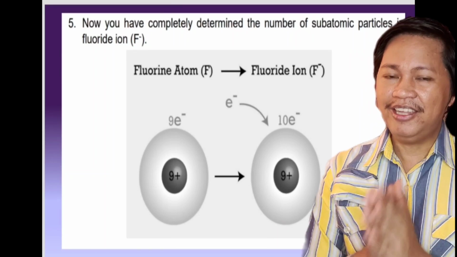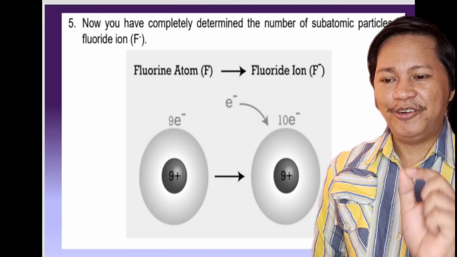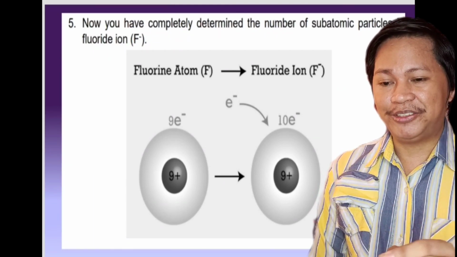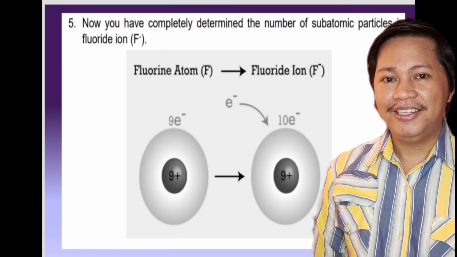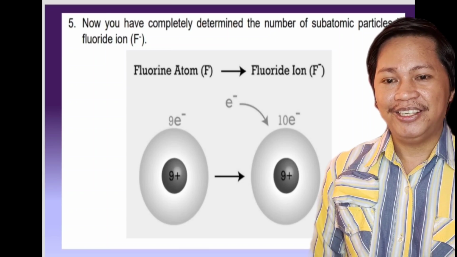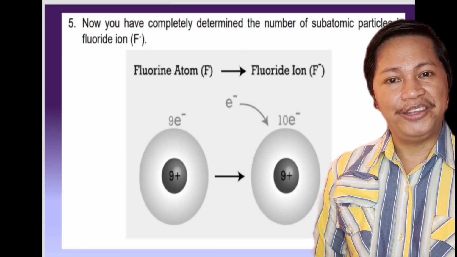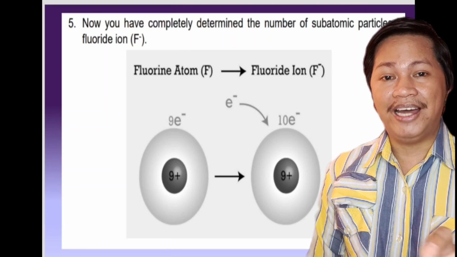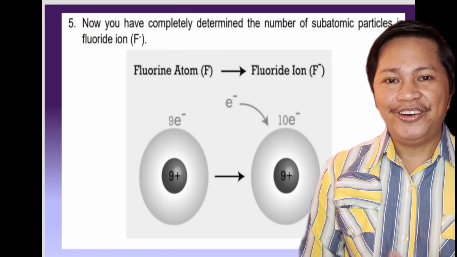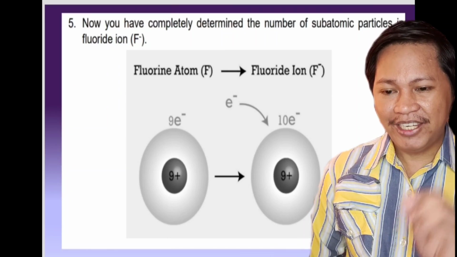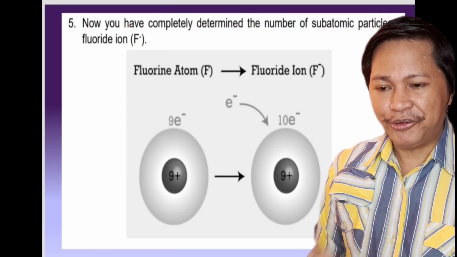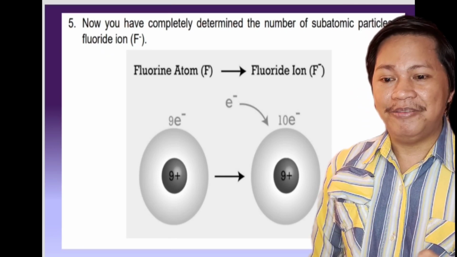So here in the original atom class, fluorine has 9 protons and 9 electrons. But the moment na nag-gain siya ng isang electron, naging ion siya. From fluorine atom, it will turn into fluoride ion. So nag-gain or accept siya ng isang electron. So nakita natin dito class, before 9e negative.